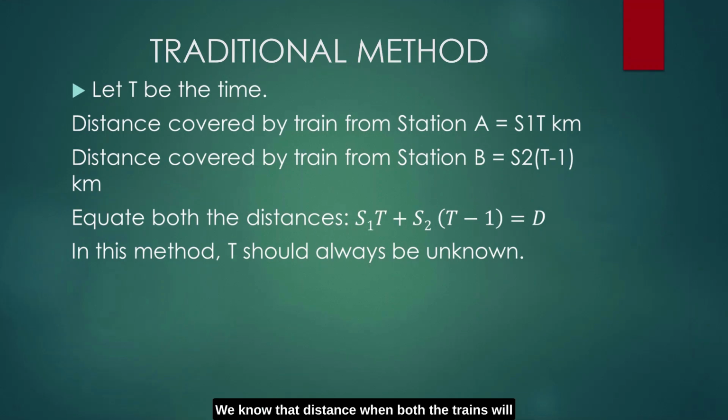We know that distance when both the trains will meet each other is equal to distance travelled by first train plus distance travelled by second train. Therefore, capital D is equal to S1t plus S2 of t minus n will give the concerned time at which both the trains meet with each other. Here capital D refers to the distance between both the stations. So once we find the values, we can substitute in equation 1 or 2 and get the distance at which both the trains meet with each other.